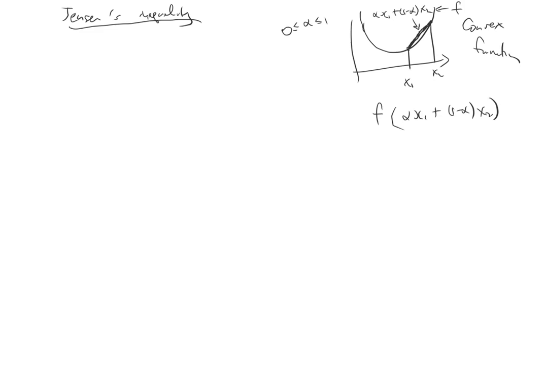Let me make it bigger. Let me move it here. I want to say a point here is a linear combination of x1 and x2. So the point on this line should be alpha x1 plus 1 minus alpha x2. But the y component, the height of this point, should be a linear combination of the heights also. So it will be alpha f(x1) plus 1 minus alpha f(x2). That's the location of this point, the x component here and the y component here.